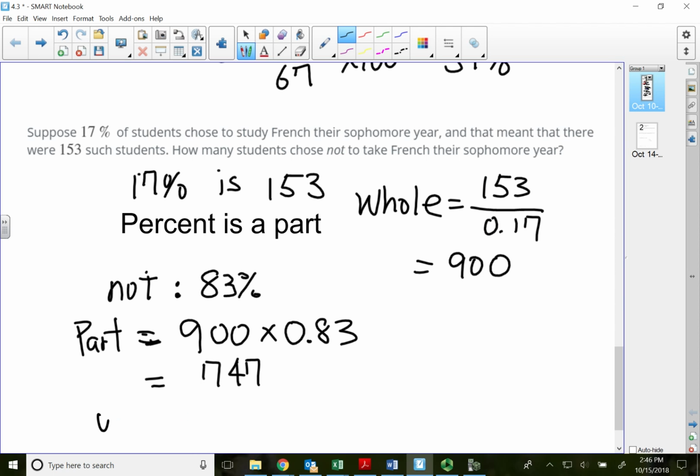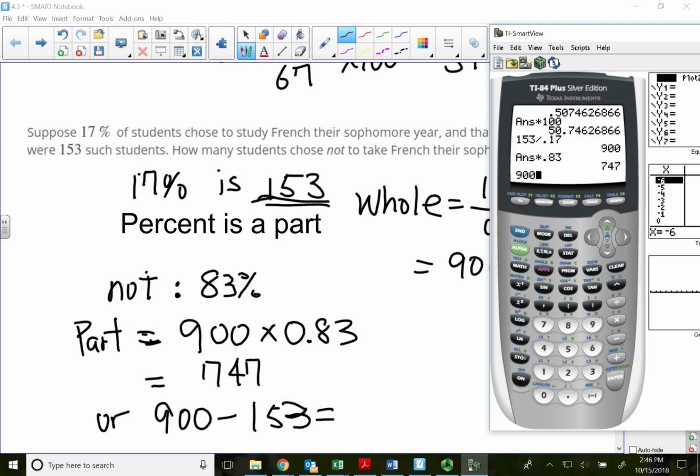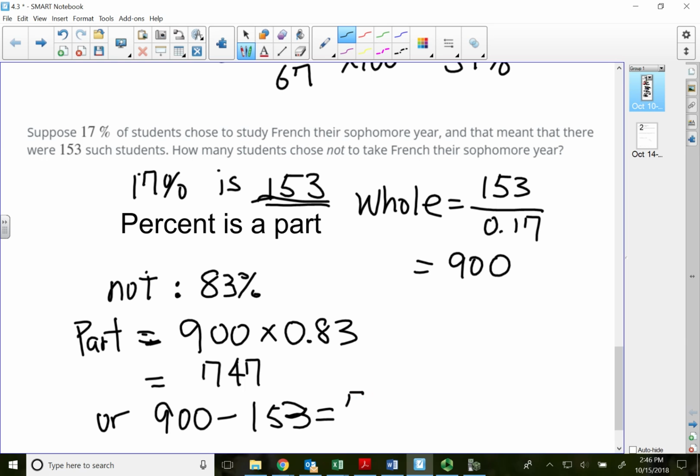Or we could have just said, well, total was 900 minus the number of students that study French, which is 153. That will actually give me my number of students that do not study French. So there are two ways we can go about doing it once I figure out the total number of students. If I do 900 minus 153, I get the same thing, 747. Whichever way you like to do will work.